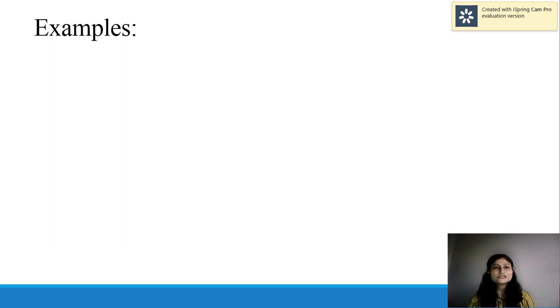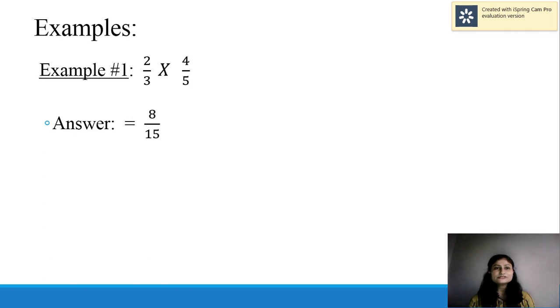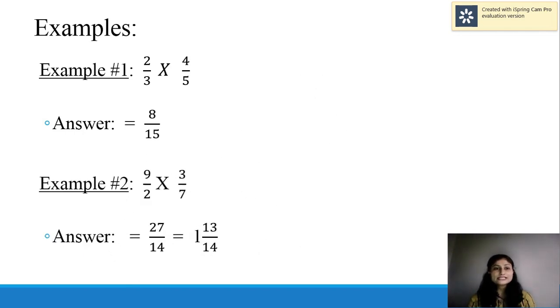And then we see the examples. 2/3 multiplied by 4/5. So the numerators are 2 and 4. 2 multiplied by 4 is equal to 8, and 3 multiplied by 5 is equal to 15. Next example is 9/2 multiplied by 3/7. 9 3s are 27 and 2 7s are 14. So now divide 27 by 14, which is equal to 1 integer 13/14.